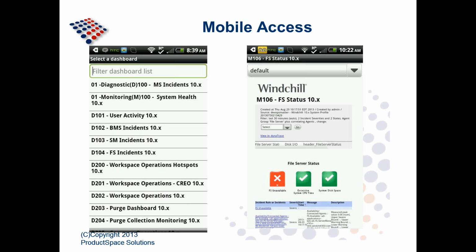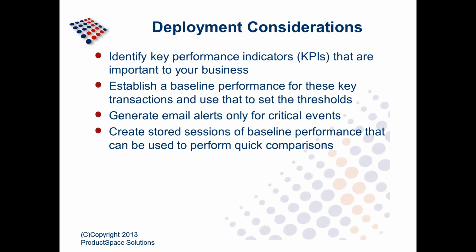A few considerations for deployment. You want to start with identifying what's important for your organization with regards to performance. Identify the key performance indicators that are important. Establish a baseline performance for those performance indicators that you agree on with the business community. Set incident rules based on that. Make sure you send email alerts only for really critical or severe tasks. You could look at all the other ones through the dashboard, but you might want to reserve email alerts for the extremely critical ones.